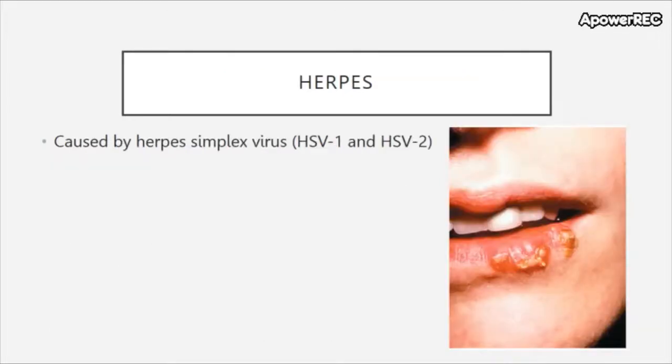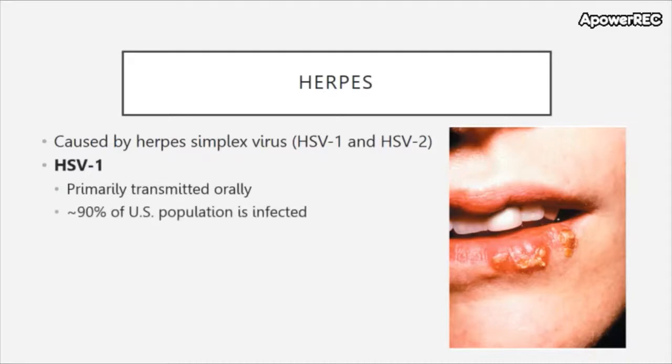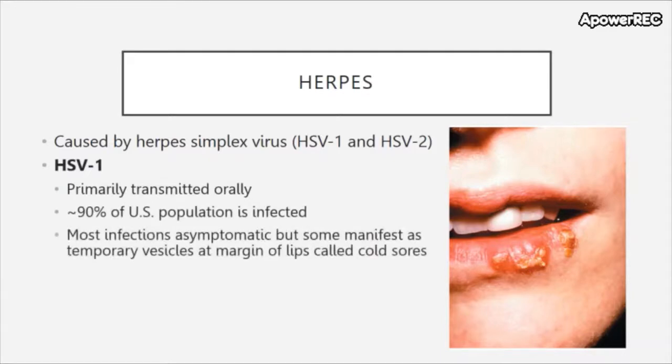Next up on our list is herpes. Herpes is the disease that is caused by herpes simplex virus HSV1 and HSV2. HSV1 is primarily transmitted orally, and it infects roughly 90% of the US population. Most infections, however, are asymptomatic, but some of them can manifest as temporary vesicles at the margins of the lips, and these are called cold sores.